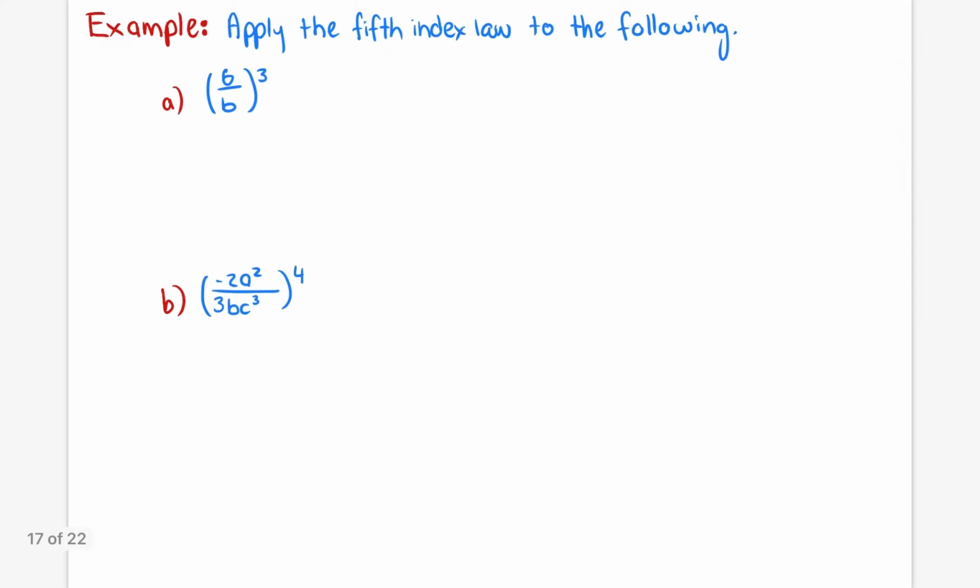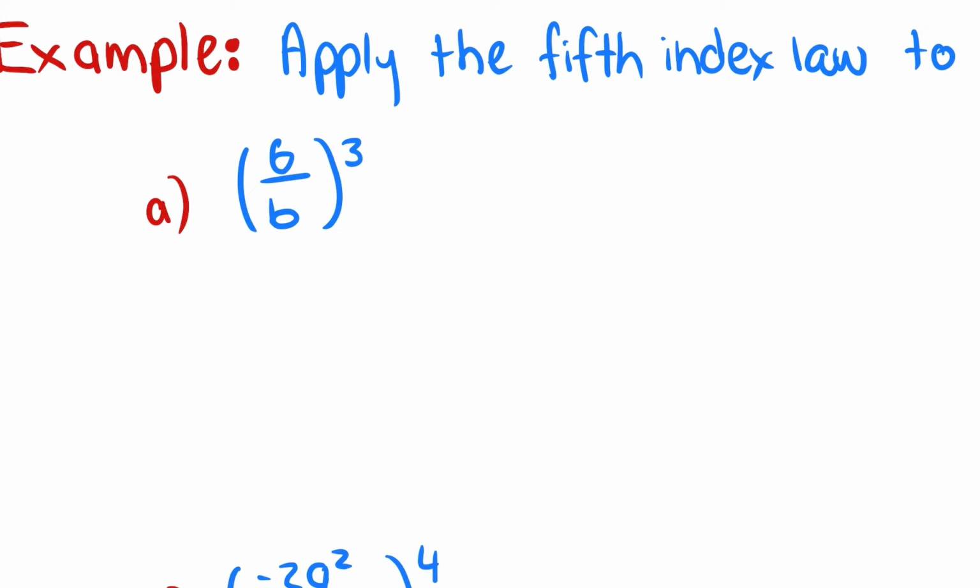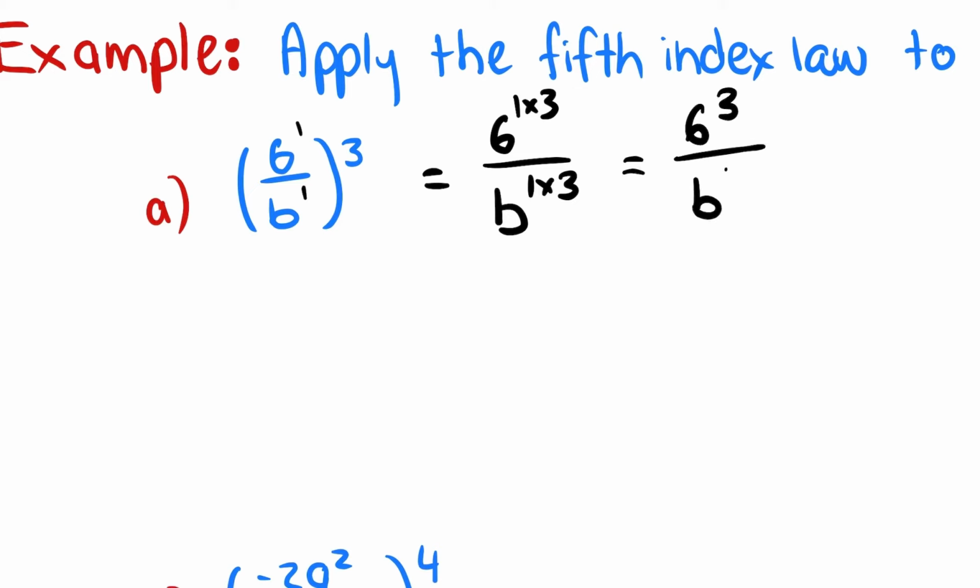So here's two examples. This one here, A, is very straightforward. All we do, remember to put that power of 1 on. It just helps save mistakes later. So I'm going to go 6 to the 1 times 3. And then the bottom is B, and then it's going to be 1 times 3. So you end up with 6 to the power of 3 and B to the power of 3. And bam, it is done. You don't go any further with it unless you want to evaluate 6 to the power of 3, which we don't need to unless it says so.